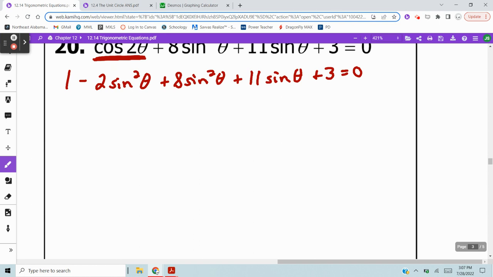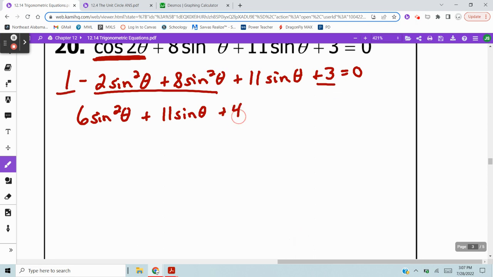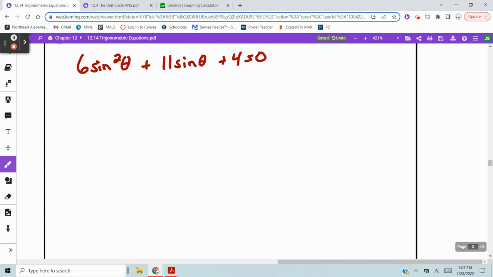Now let's clean this thing up by combining some like terms. These two will combine into a 6 sine squared theta plus my 11 sine theta, which doesn't combine with anything, but my positive 1 and positive 3 gives me a positive 4. So there's where we're at now. Again, if this is factorable, I like replacing that sine with a u. Now, if this was not factorable, it would be ugly because you would have to use the quadratic formula, and that would just not be a pleasant problem to work. So there's what we have now.